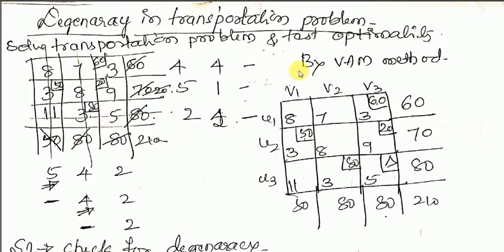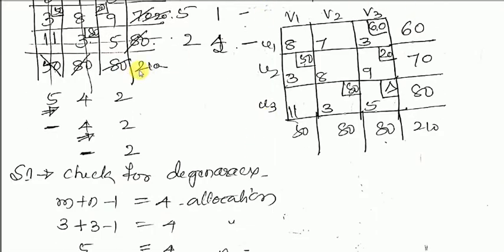The problem has been solved by the VAM method, and we'll get this matrix after that. The VAM method has been explained in one more video. If you want, you can go through that. Here, after the VAM method, we'll get this matrix.